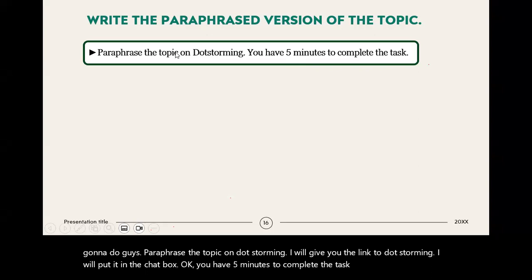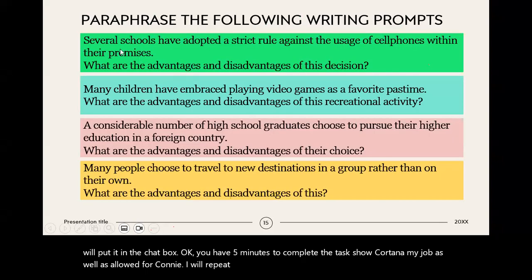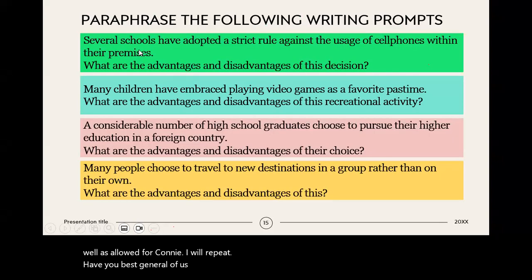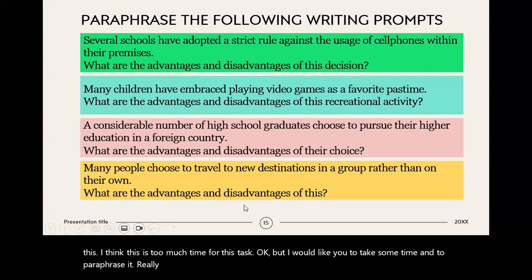What did I say? Don't answer the question, only the one at the top. I will repeat so nobody gets confused. This is only the first sentence. Paraphrase it in your own words. You have 5 minutes to do this. I think this is too much time for this task. Okay? But I would like you to take some time and to paraphrase it really quickly, and it should be effective, and it should deliver the same message, and you should show me that you really understood the topic.